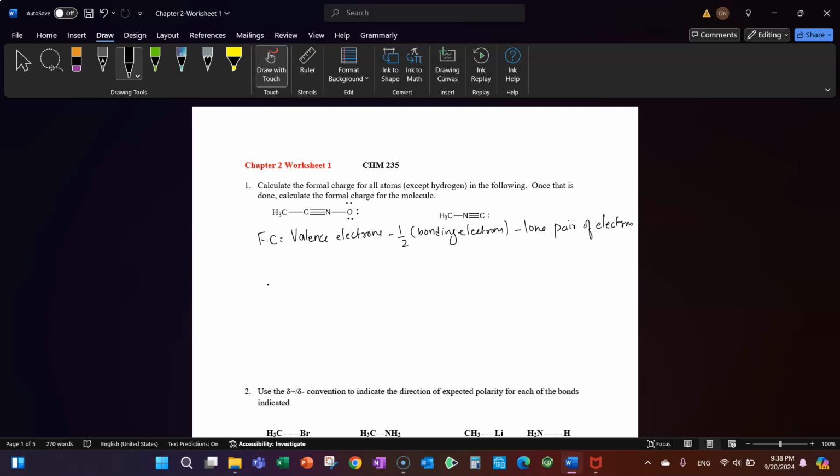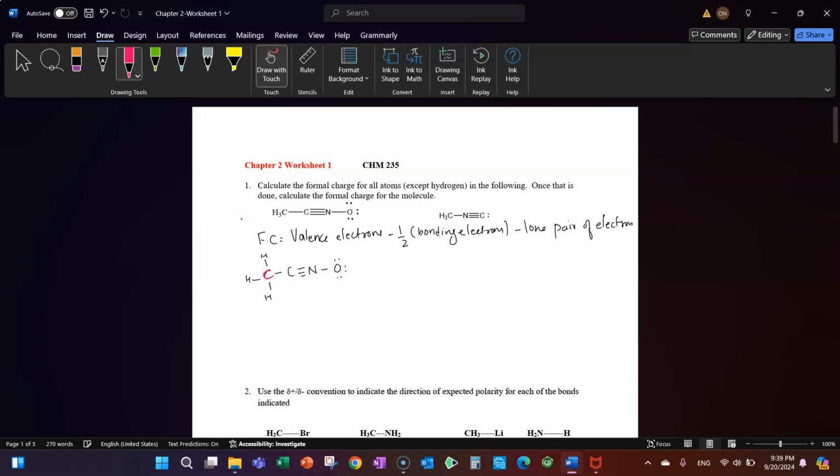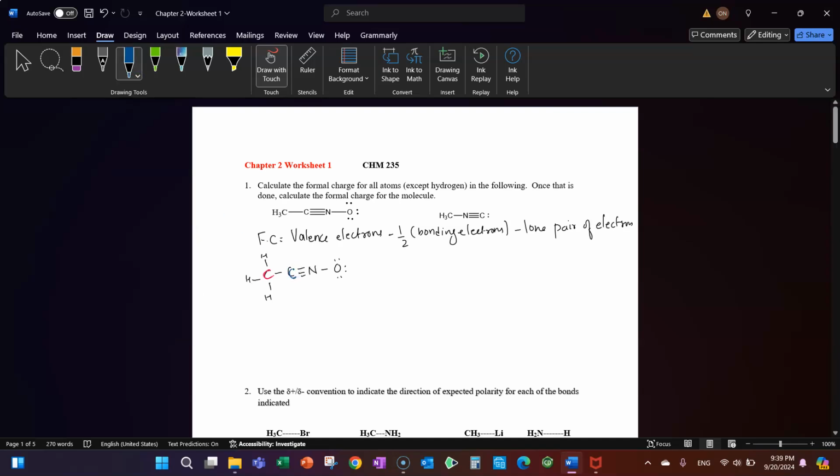Okay, so maybe it's a good idea for us to redraw the molecule with all the bonds showing. That way we can calculate the number of electrons for the bonding pairs more clearly. So this carbon is bonded to 3 hydrogens. Let's color these carbons because there are 2 of them. So let's put this as red and this one as blue, and then we have the nitrogen and the oxygen.